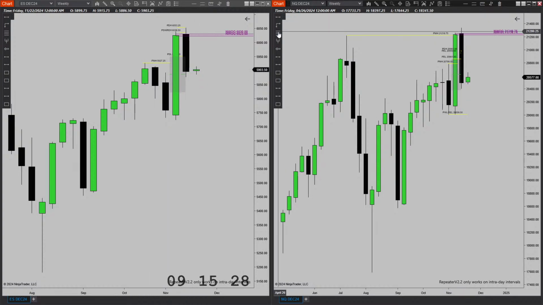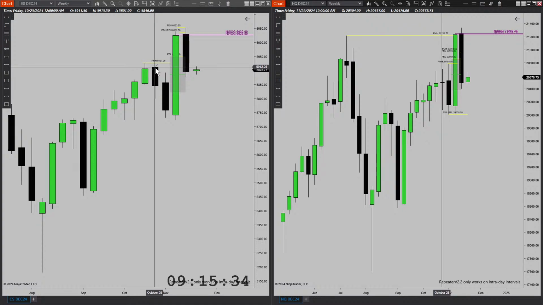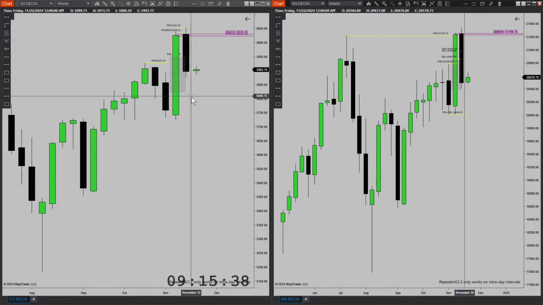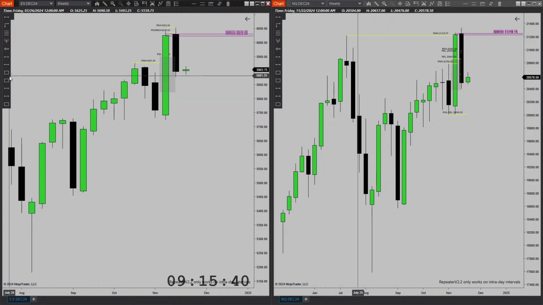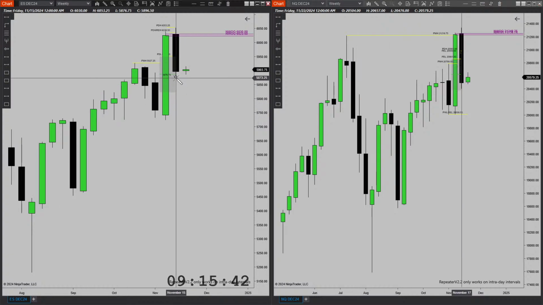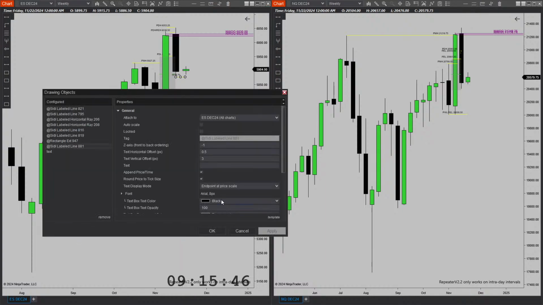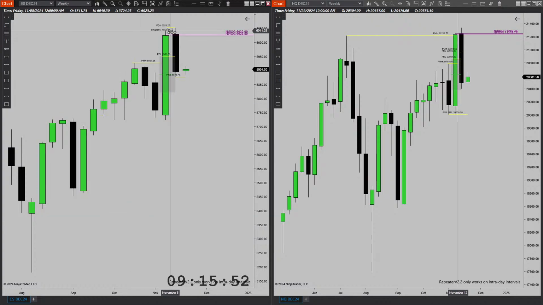Okay, so actually, I'm not even going to add that just yet. So again, previous weekly order block here, but I'm not going to count that, so I'm not going to write that just yet. We have yet to take the previous week low. Let's take this out.